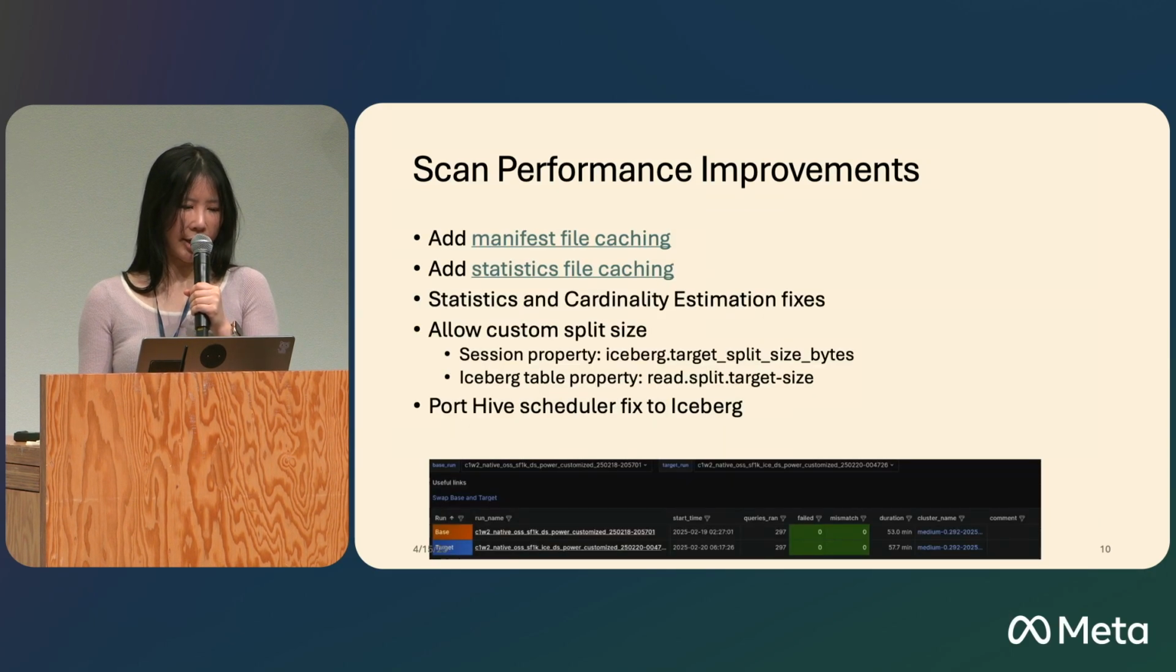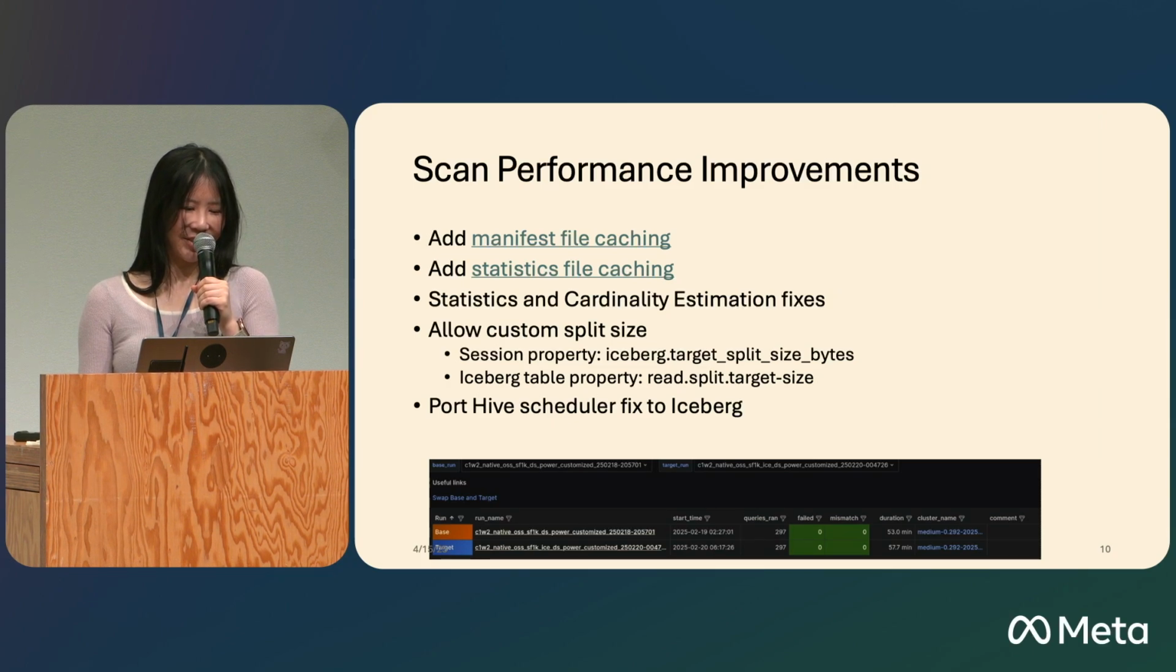So to fix this problem, we introduced manifest file caching in the Presto repo. And we also added statistics file caching. And then the optimizer team came up with several statistics and cardinality estimation fixes. So at the end of last year, we were able to see the plans were exactly the same between these two operators. And then we started noticing that there are some execution time regressions.